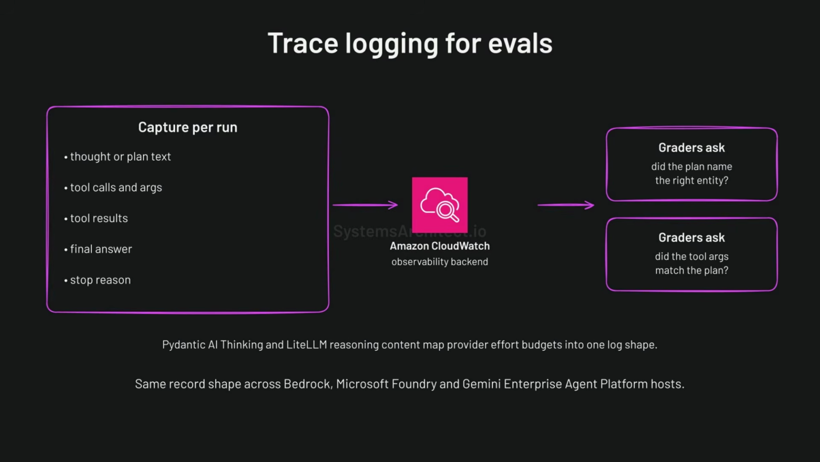Trace logging and observability of reasoning should capture thought or plan text when available, tool calls and args, tool results, final answer, and stop reason. Graders can check whether the plan named the right entity and whether tool args matched. Send records to your observability backend on Amazon Bedrock, Microsoft Foundry, or Gemini Enterprise Agent Platform hosts. Don't always show thought text to end users. Libraries such as Pydantic AI's thinking capability and LiteLLM reasoning content map provider native effort budgets into one log shape. That keeps evals comparable across hosts.